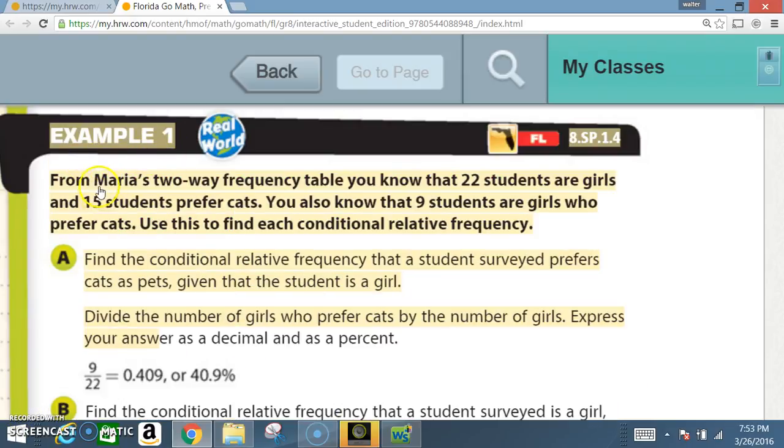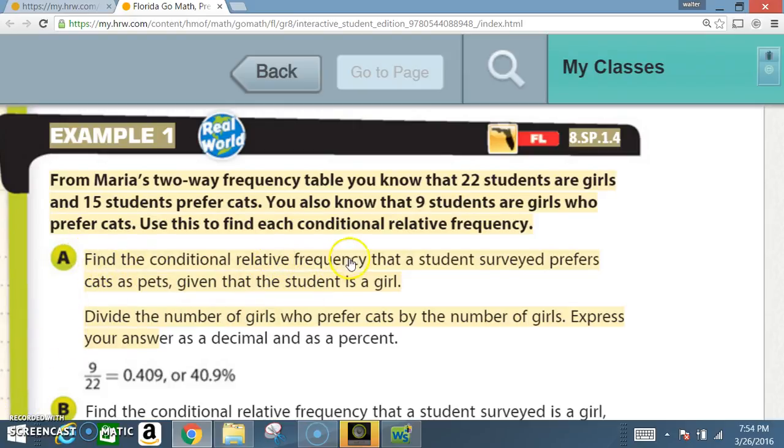Example 1. From Maria's two-way frequency table, you know that 22 students are girls and 15 students prefer cats. You also know that 9 students are girls who prefer cats. Use this to find each conditional relative frequency. The conditional relative frequency that a student surveyed prefers cats as pets, given that the student is a girl.